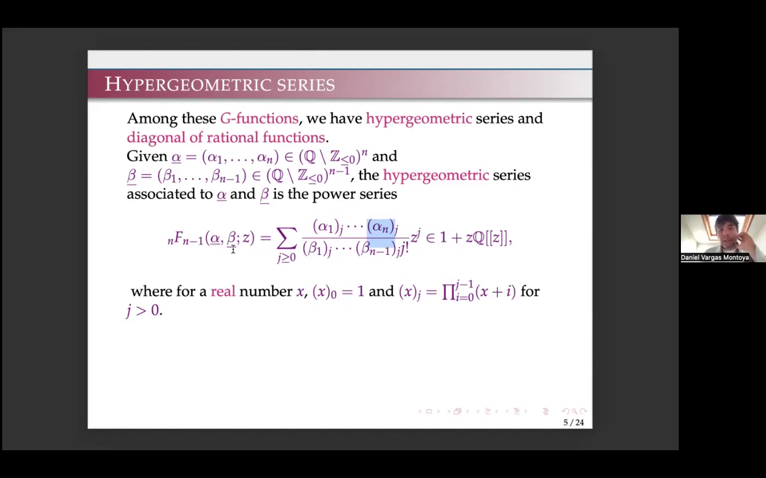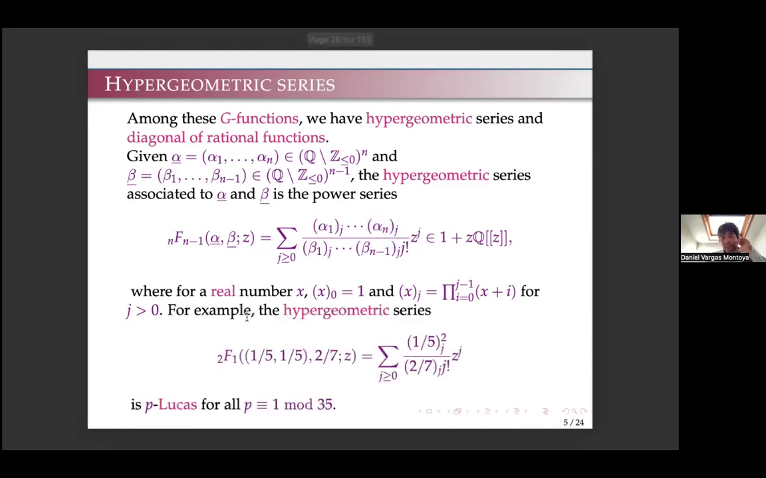So here is an example of a hypergeometric series which is Peluca for an infinite set of prime numbers. We take alpha as 1/5 and 1/5, and beta as 2/7. It turns out that for all P congruent to 1 modulo 35, this power series is Peluca.